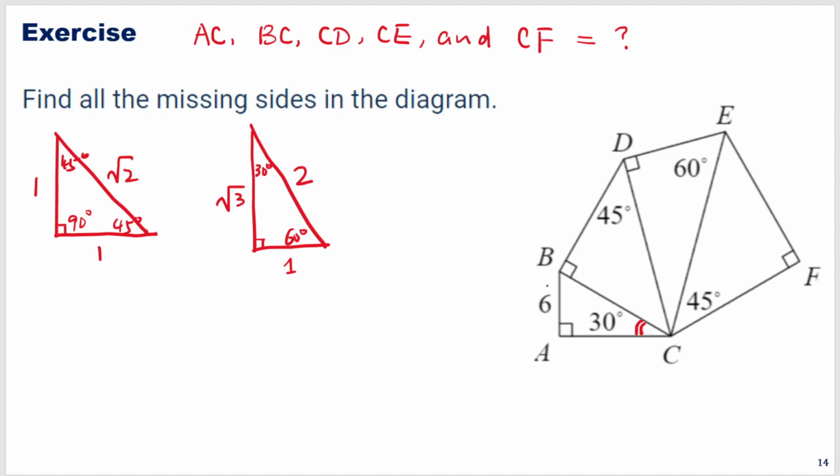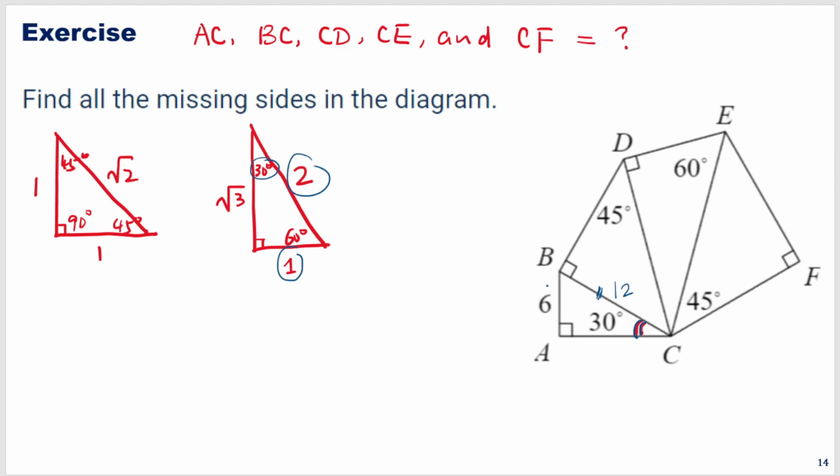Okay, first of all, we can find the length of BC, right? In triangle ABC, if this angle is 30 degrees, note that the hypotenuse is always twice the side that is opposite to the smaller acute angle, 30 degrees, right? So if this side is 6, we should know this side is 12, right? And then how about this side?